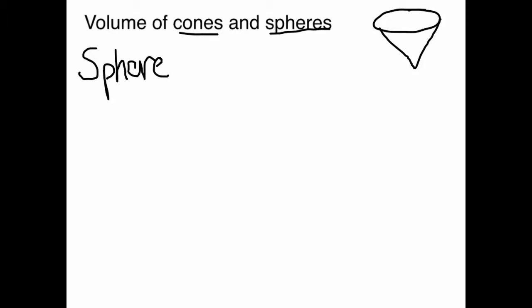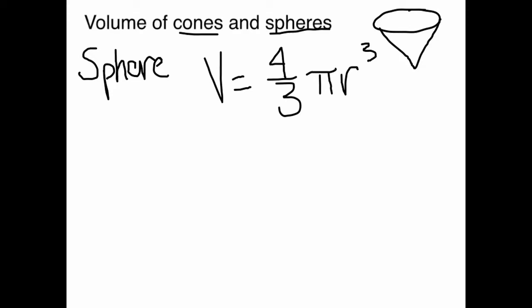Alright, so when I'm thinking about volume, again, volume is the cubic units that can fit inside a shape. So it's the area inside something. If I want to find the volume of a sphere, I have a new formula that I'm going to use, and that's V equals, which is volume equals, 4/3 pi, and pi of course is 3.14, radius cubed.